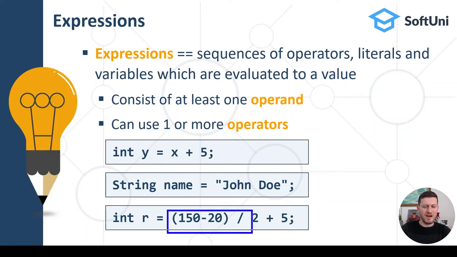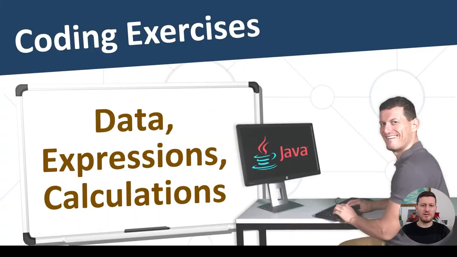Literals are things like this: 150. This is an integer literal. This is a string literal. This is a variable. And this combination of brackets, literals, operators, variables, function calls, etc. is called an expression. So we use expressions to perform calculations in Java and in programming in general.